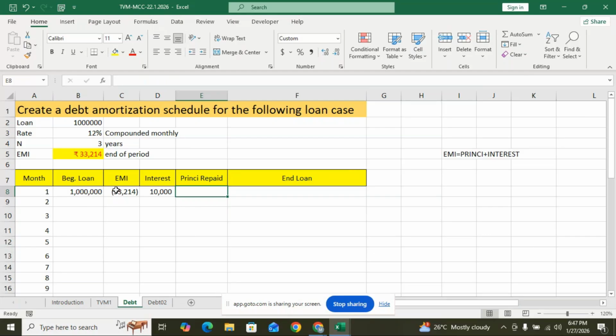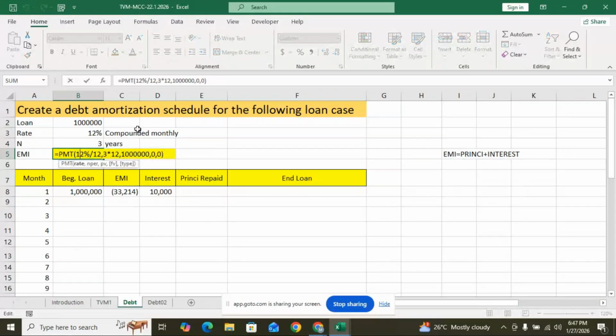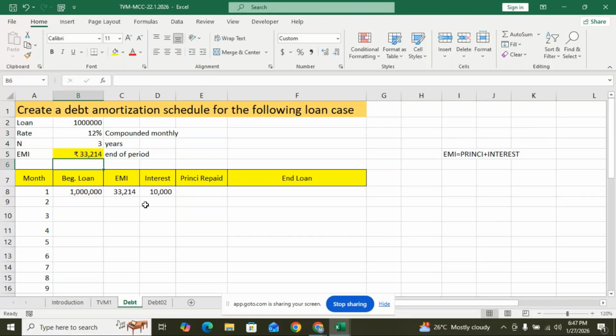take away these brackets. How do you do that? Go back to your EMI amount of 33,214, just double click on the same. And here, as I've taught you in the previous time value of money exercises, you can just add a minus to the 10 lakh amount and press enter. So what happens? The brackets will go off.